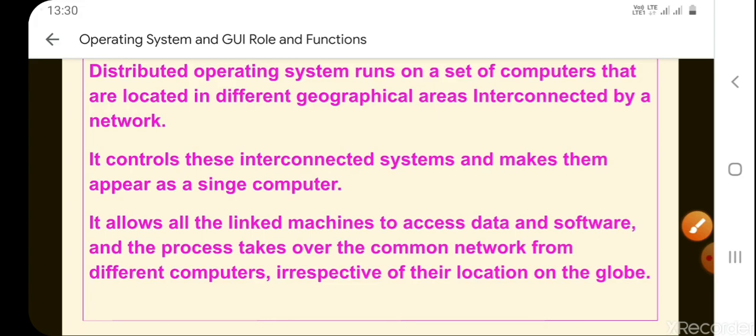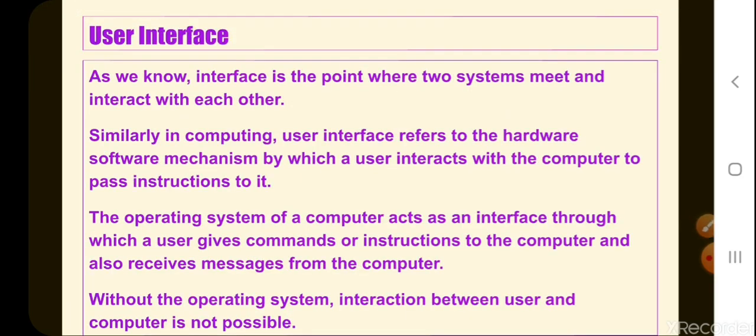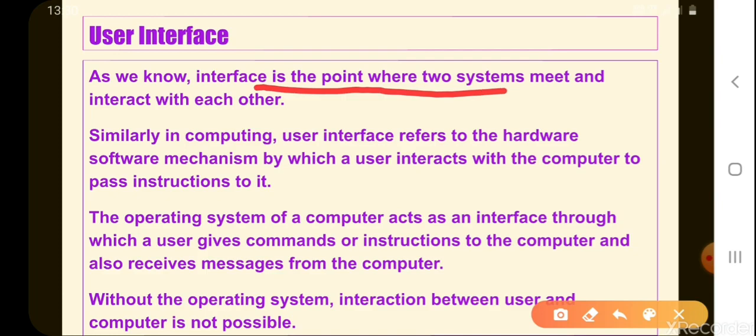Now let us quickly talk about the user interface. We have already discussed the user interface, but let us quickly revisit it. What is an interface? An interface is a point where two systems meet and interact with each other. For example, the hardware system of a computer and the software system of a computer. How can they communicate with each other? They can communicate with the help of an interface. So an interface is the point where these two systems meet and communicate.